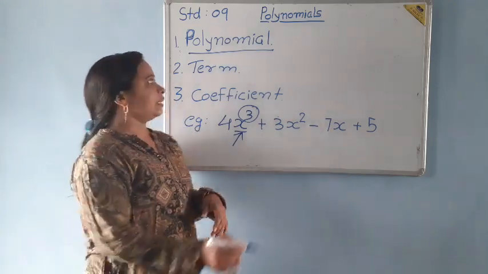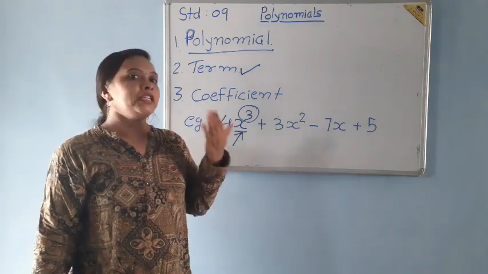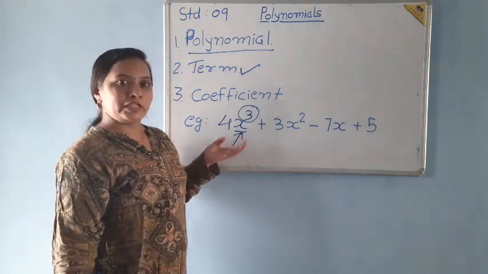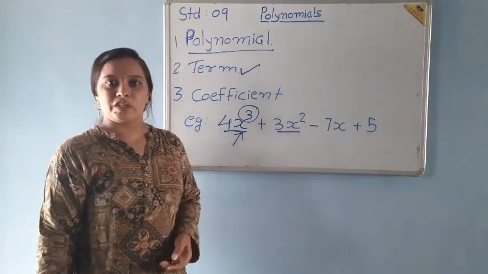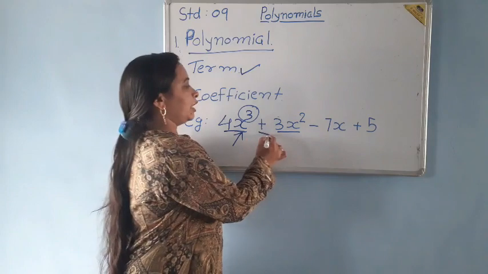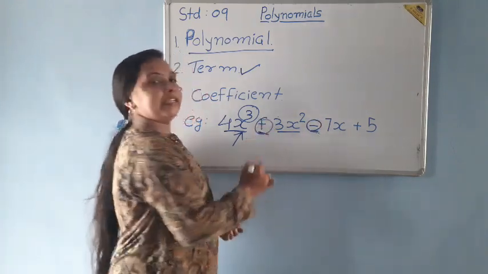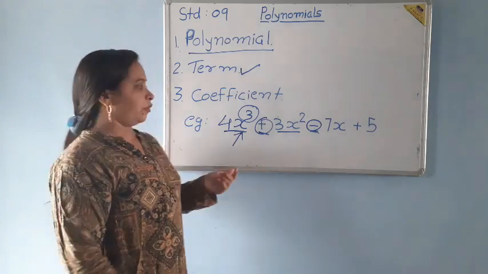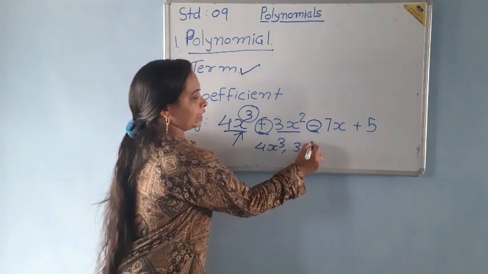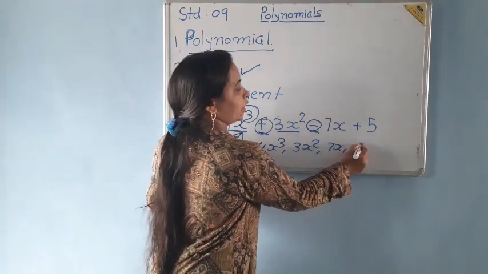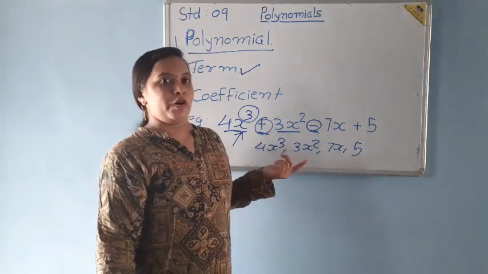Now we have to know the second point, the term. What is the meaning of the term? When the parts of the expression are separated by plus or minus, that part is known as a term of the polynomial. So here 4x cube, 3x square, 7x and 5 are known as the terms of this polynomial.